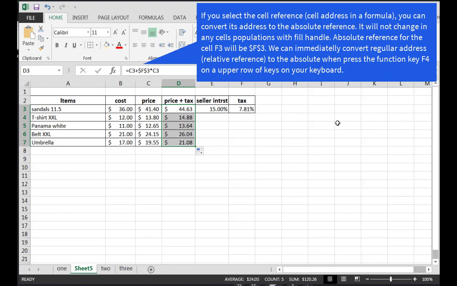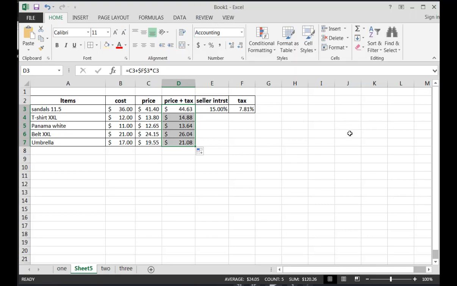So what I would like to tell you in this case, folks, is that when you need to use tax in adjacent cells, but tax is only one cell, you need to use an absolute reference. An absolute reference, folks, is dollar letter dollar number, and you can convert the cell address to the absolute address just with function key F4. Thank you for your attention.